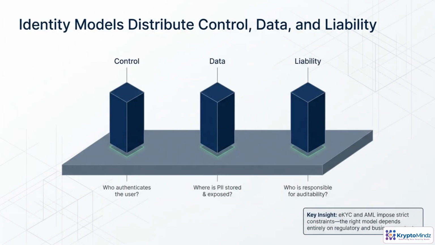Choosing an identity model is really about deciding how control, data, and liability are distributed. Control asks, who actually authenticates the user and makes binding statements about them? Data asks, where is PII stored, who can query it, and how widely is it replicated? Liability asks, when something goes wrong, who will regulators and auditors hold accountable for those identity decisions?